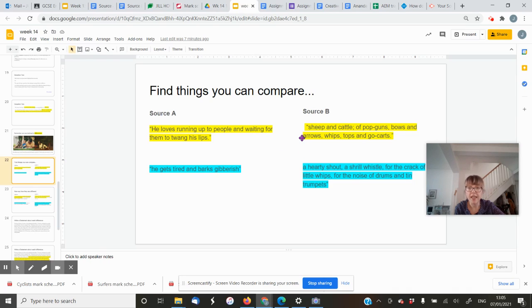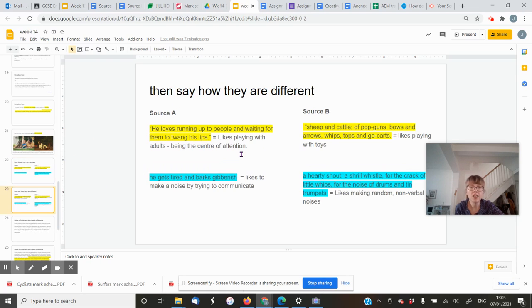And in source B, they do a list of all the toys that he liked playing with, and some of these are noisy toys that he talks about as well. So we can see here that we could compare these 2 and these 2. These ones are about noise and these ones are about activities that he physically liked doing. That's the first thing we've got to do. Then we're going to make a statement saying how they're different.